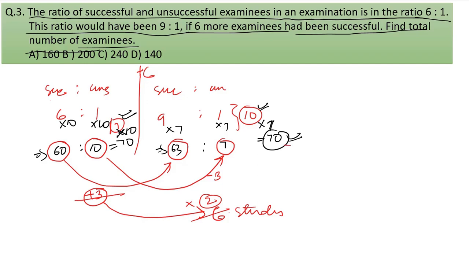That is 70 total exam students. Therefore, times 2 is 140 students, the total students of the exam. Therefore, option D is correct.